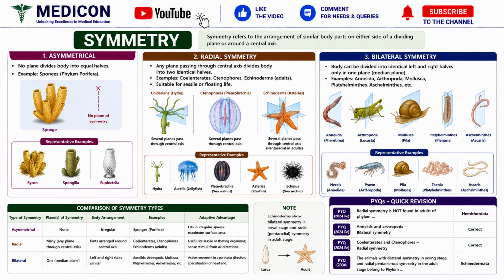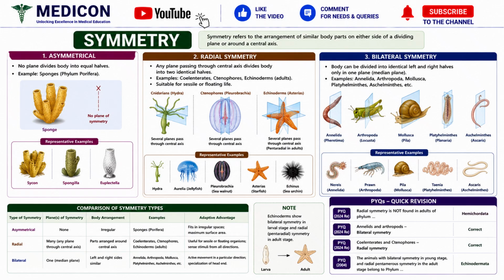Bilateral symmetry: there is one plane, that is the median plane of symmetry, and the body arrangement is left and right sides, which are similar. The examples are annelids, arthropoda, mollusca, platyhelminthes and aschelminthes. Active movement in a particular direction and specialization of the head end are seen as advantages of bilateral symmetry.